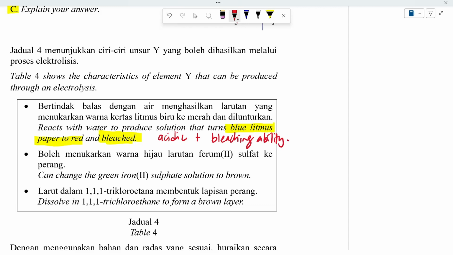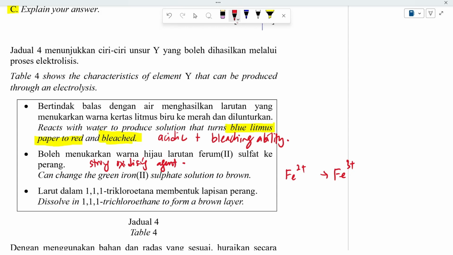Number 2, it can change the green iron(II) sulfate solution to brown. So what is this? It can make the iron(II) to iron(III). Yes, meaning that it is a strong oxidizing agent. So iron undergoes oxidation, so it is an oxidizing agent. Strong oxidizing agent.